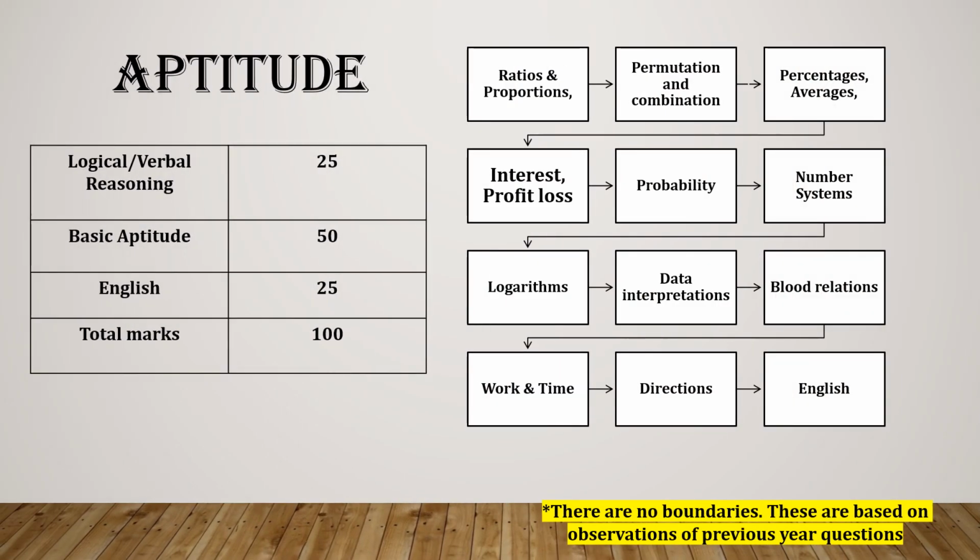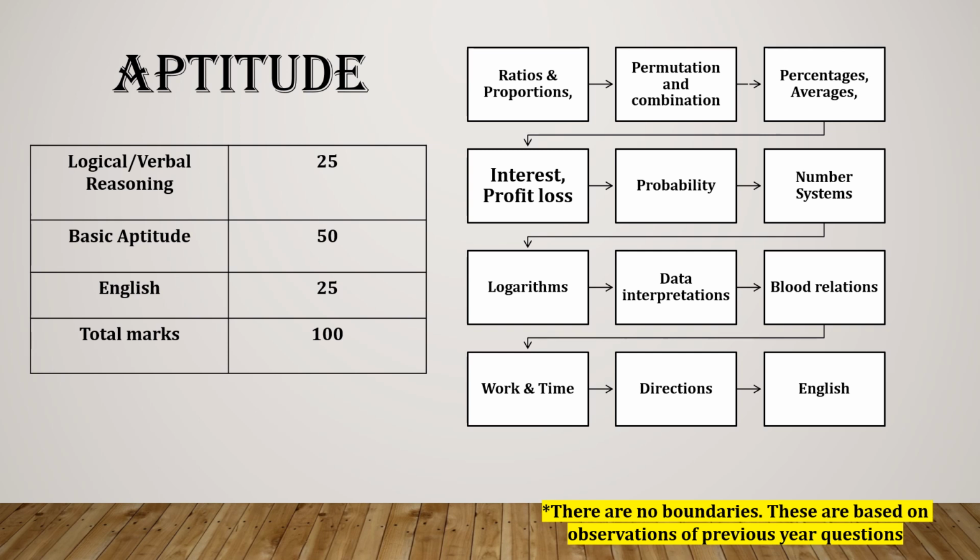Coming to the aptitude section, it consists of logical reasoning, basic aptitude and English. The approximate distribution of weightage is 25 for logical reasoning, 50 for basic aptitude and 25 for English. This may vary. The total marks is 100 and the total number of questions is also 100. These are the areas where we can expect more questions in the aptitude section.